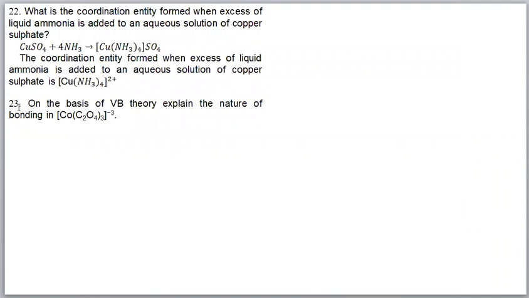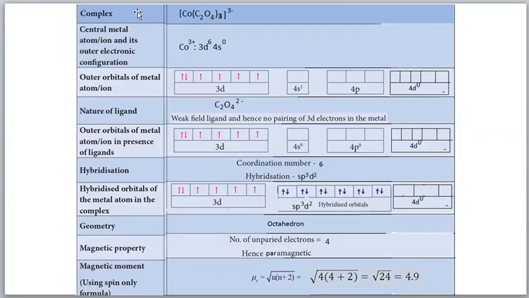And the next question is question number 23. On the basis of valence bond theory, explain the nature of bonding in the [Co(C2O4)3]3- complex. The complex [Co(C2O4)3]3-: central metal atom or ion and its outer electronic configuration.